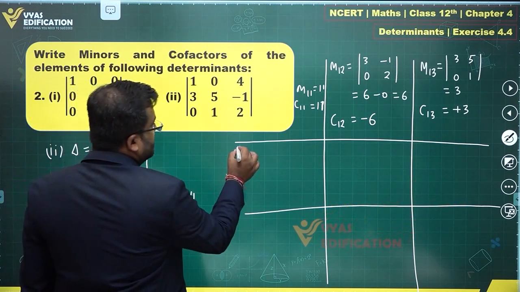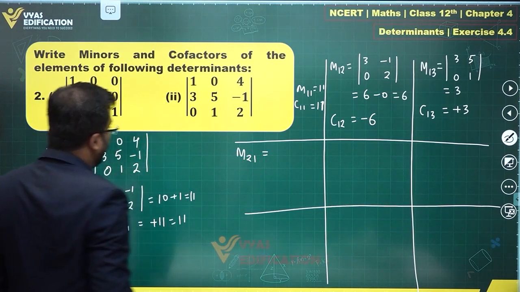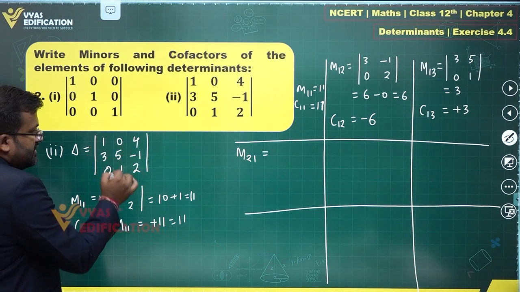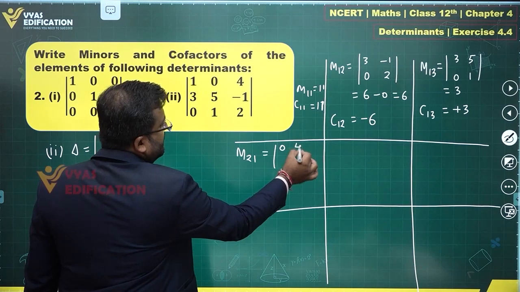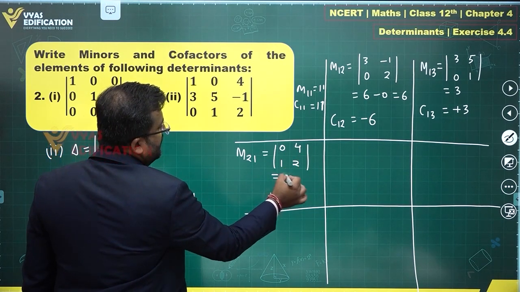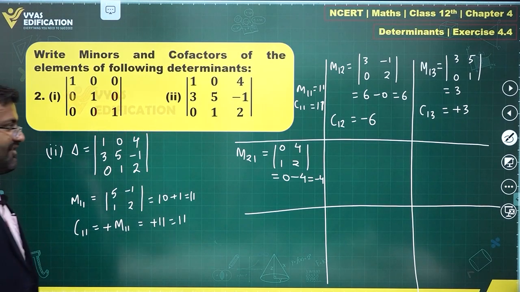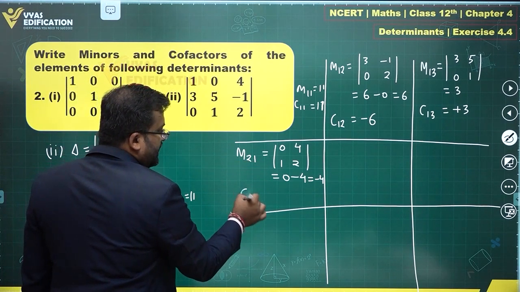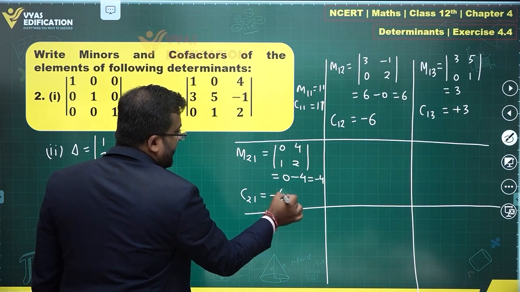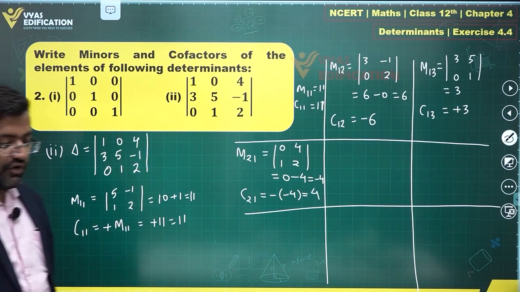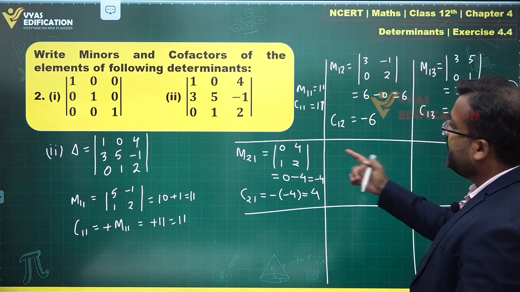Next, let's focus on this one. M21 will be obtained by deleting the second row. For this element, delete this row and this column. The determinant that you get is 0, 4, 1, 2. What is that? 0 minus 4, which is minus 4. The cofactor will have an extra minus since the sum is odd. C21 will be equal to minus of minus 4, which is 4. This is what we get. Cofactor, yes.